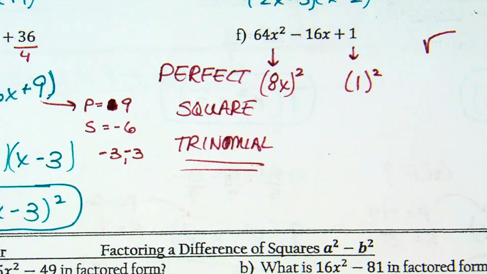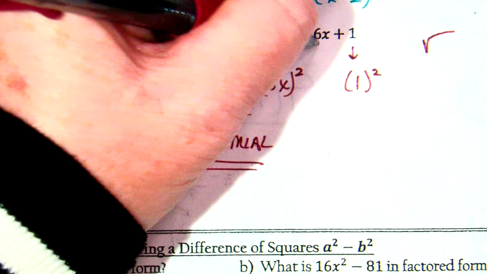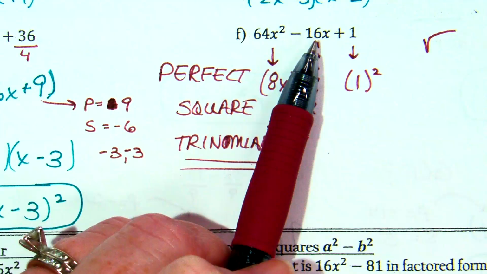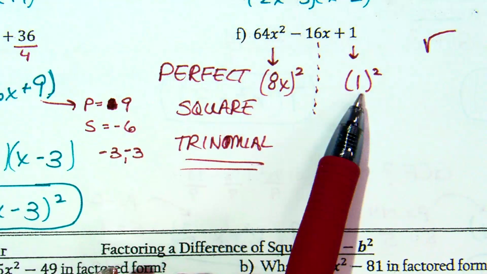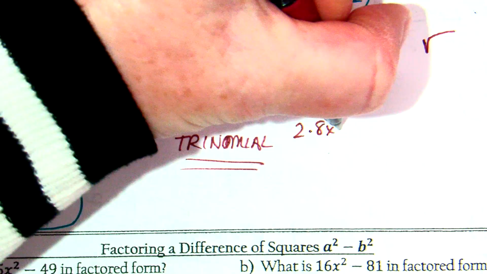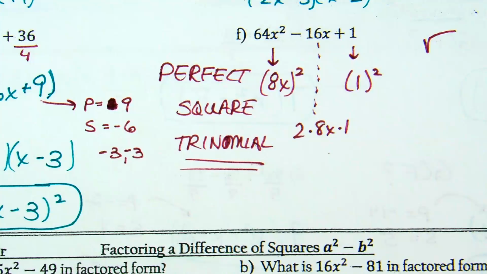The middle term has to be 2 times these square roots. So if this is a perfect square trinomial, the 16x is going to be 2 times this 8x and this 1. Well, what is 2 times 8x times 1? 2 times 8x is 16x times 1 is 16x, yes? So what I've done here is I've checked this is a perfect square trinomial.